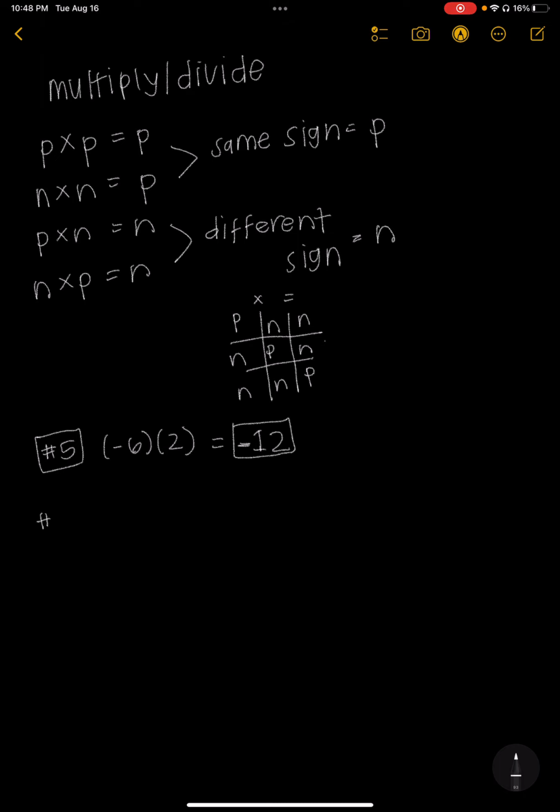All right, and then last example is negative 10 divided by negative 5. Remember, all of these rules that I just wrote up here are also applicable to division. So I've got a negative divided by a negative, which would follow this rule right here. Because they have the same sign, my answer has to be positive. I'm going to just say 10 divided by 5, which I know is 2. And because they're the same sign, my answer has to be positive, which means my final answer is 2. And there are the rules to integer operations.